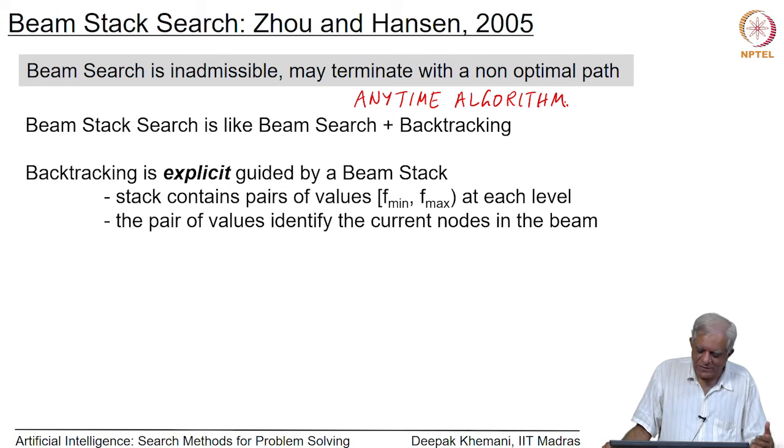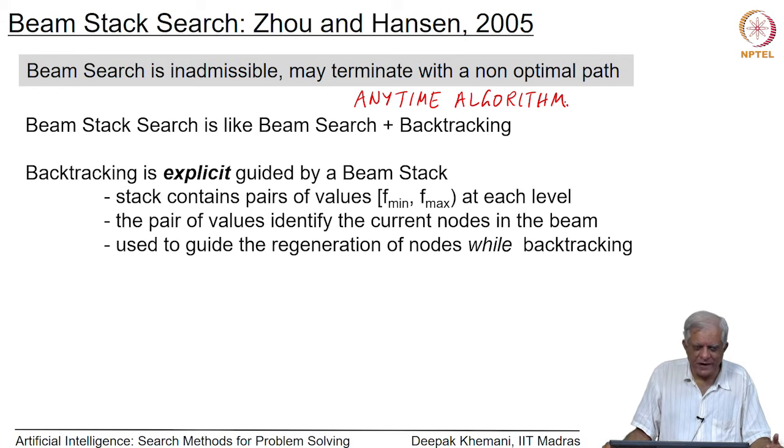The pair of values f min and f max identify the current nodes in the beam, we will see in a moment. They are used to guide the regeneration of nodes while you are backtracking essentially. So, if you want to backtrack, you need to know which part you have visited and which part you are going to visit again, or which new parts you want to visit to make the search systematic. That is done with the help of this beam stack which contains these two values.